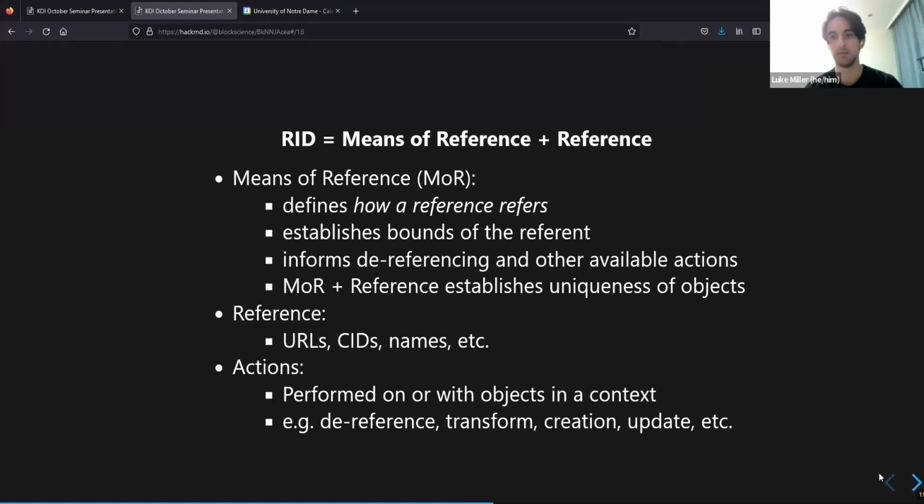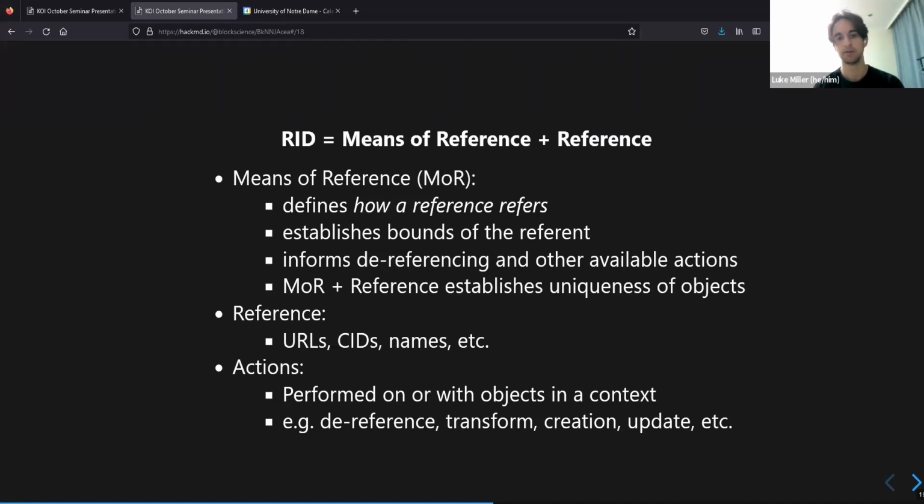Yeah, sure. So the way that we've constructed these RIDs in the implementation sense is these two key components, which is the means of reference and then the reference itself. So the means of reference is essentially the category of the thing we're referencing. Or another way to put it is how a reference refers. It establishes the bounds of the referent and also informs the dereferencing and other available actions to objects that are referred to in that way.